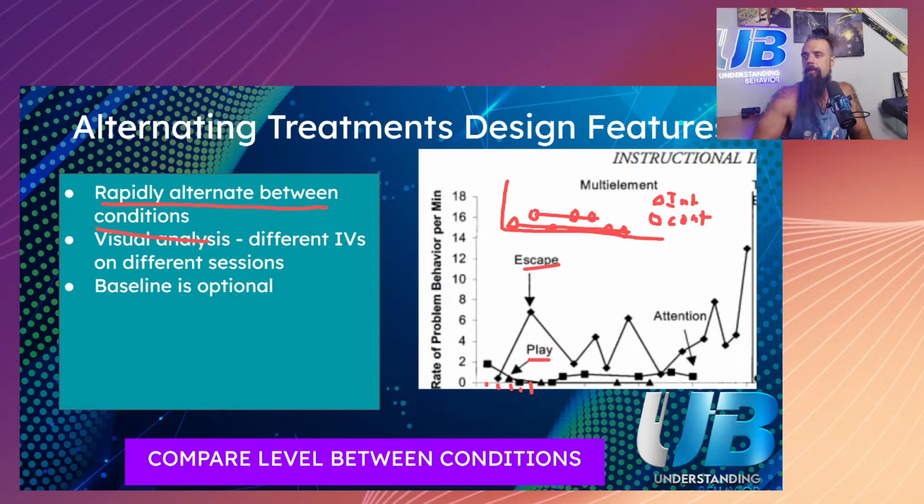Cool. Aiden, it just says rate of problem behavior per minute. So it doesn't matter what the behavior is, just problem behavior per minute. It's outlined there though.